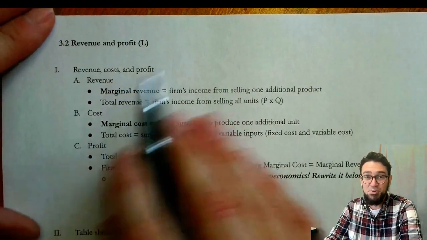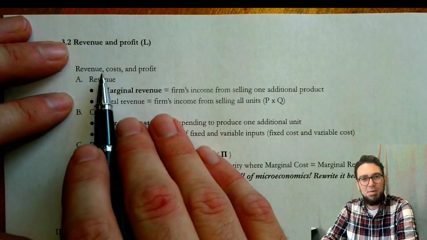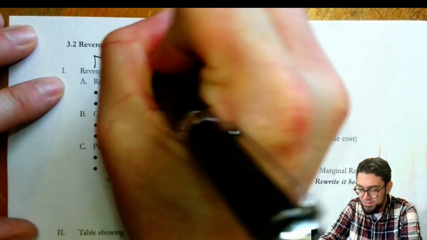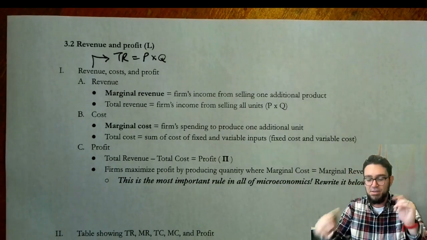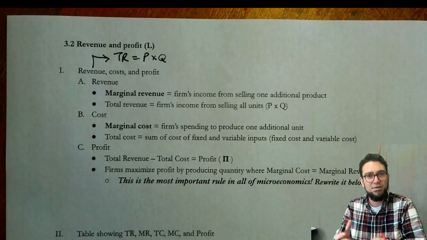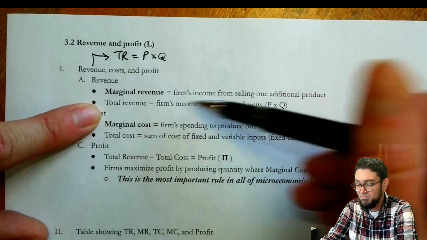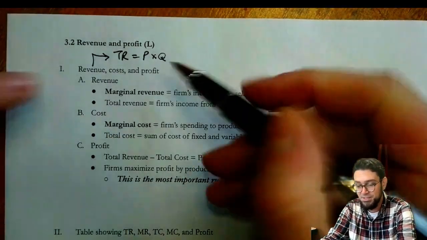Okay, so the first part of this section just gives you some basic definitions of some really important terms about revenue, cost, and profit. And just as kind of a refresher, we have total revenue, which is just price times quantity. We learned that in Unit 2 when we were talking about the total revenue test of elasticity. It's the total amount of spending that the consumers are providing into the firm. So revenue has two concepts. Here we have, again, that TR, the firm's income from selling all its units.